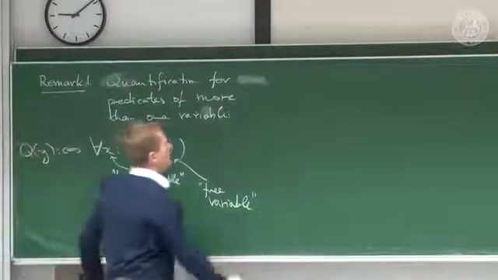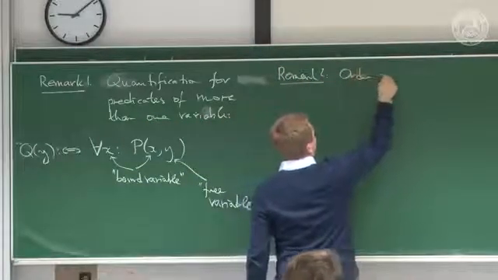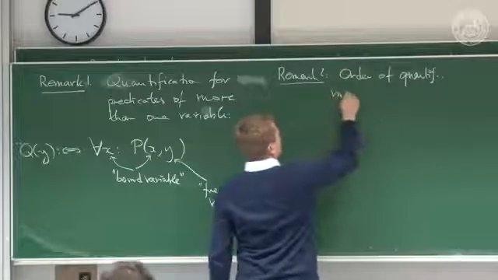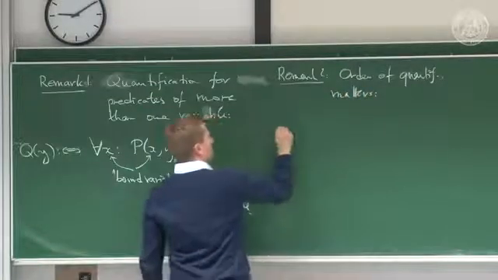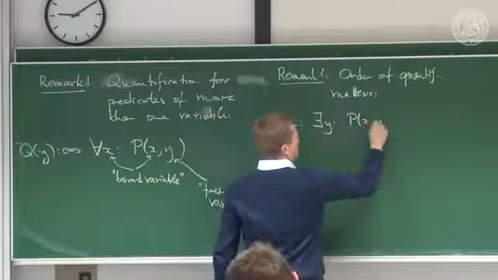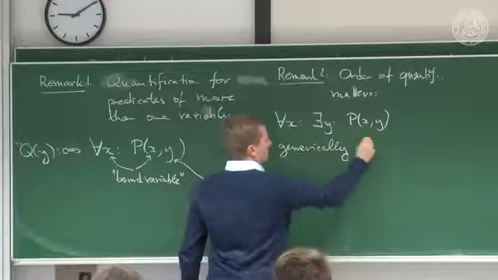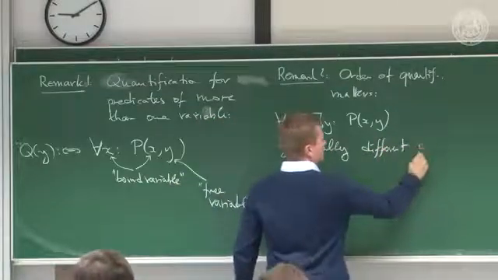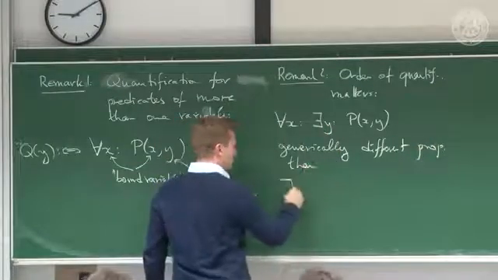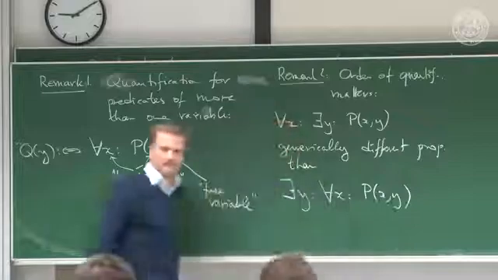And the remark 2 is that the order matters. Remark 2, the order of quantification matters. So for all x, there exists a y such that P of x and y is generically a different proposition than there exists a y such that for all x, P of x and y.